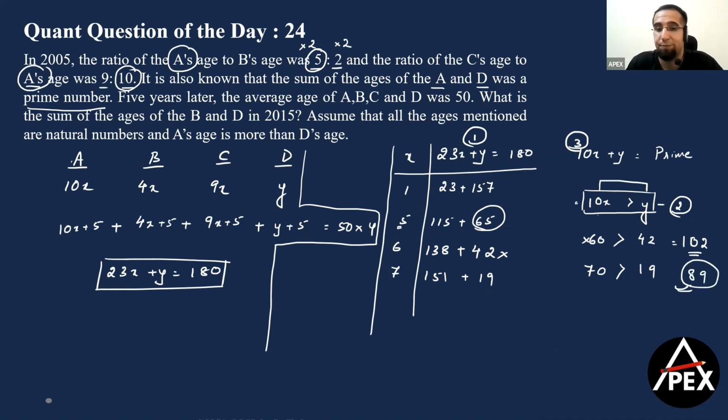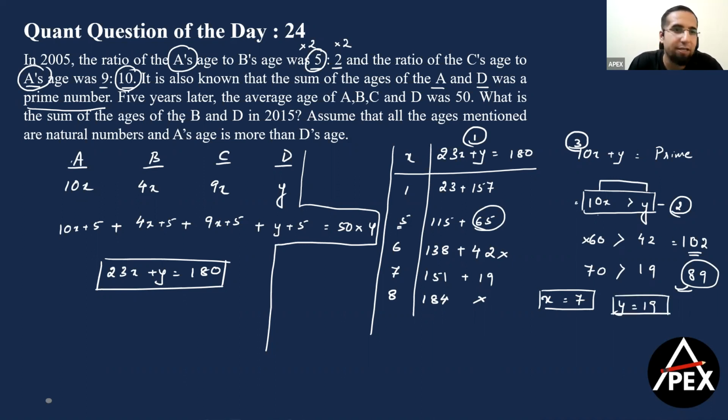If we take the value of x is equal to 8, 23 into 8 is 184, which will not satisfy because the value of y will be in negatives. Clear, guys? So we have only one possibility where x is equal to 7 and y is equal to 19. Now, this is the condition that we have satisfied. Clear? Now, what is the question asking you?